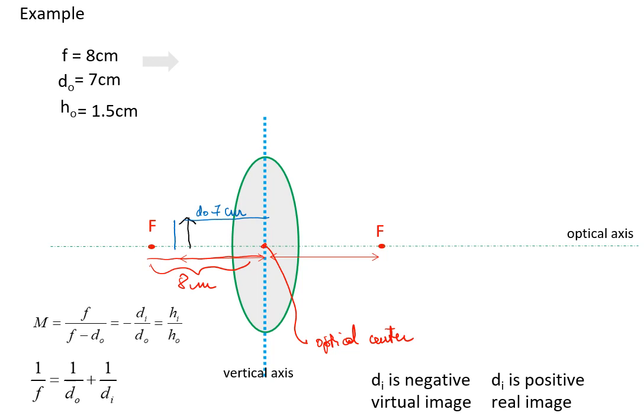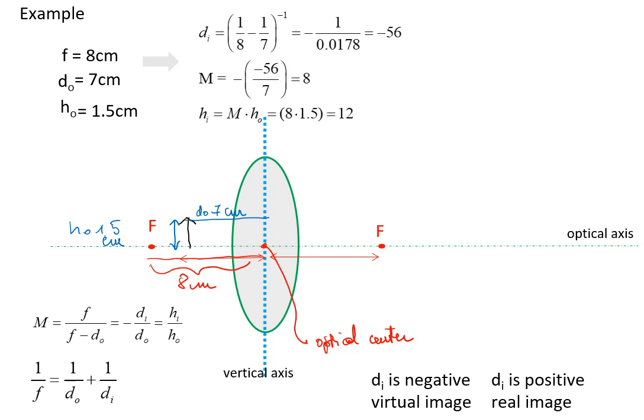and whose height HO is 1.5 cm. Now let us draw the incident rays. This incident ray will pass through the focal point, and this incident ray will pass through the center and continue. But here we see that the ray traveling in the direction of the lens does not pass through this focal point, so we will draw this ray in this way, and then it will continue parallel to the optical axis.